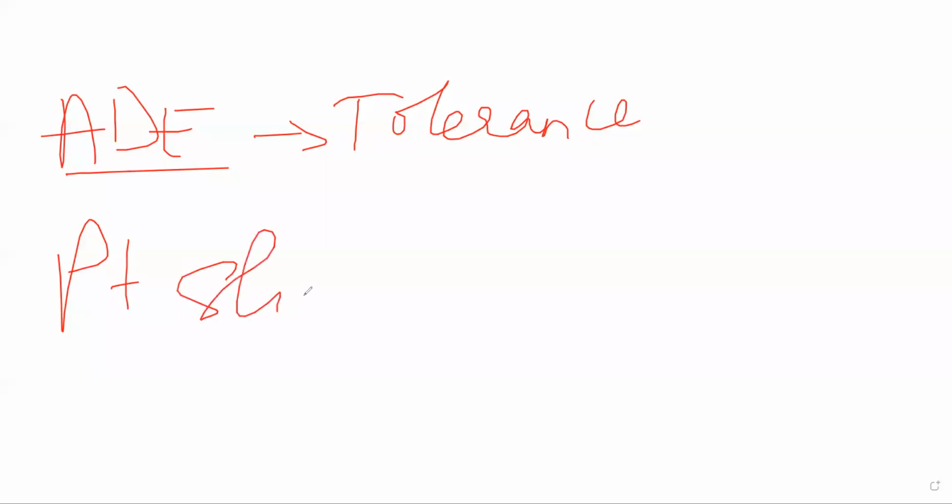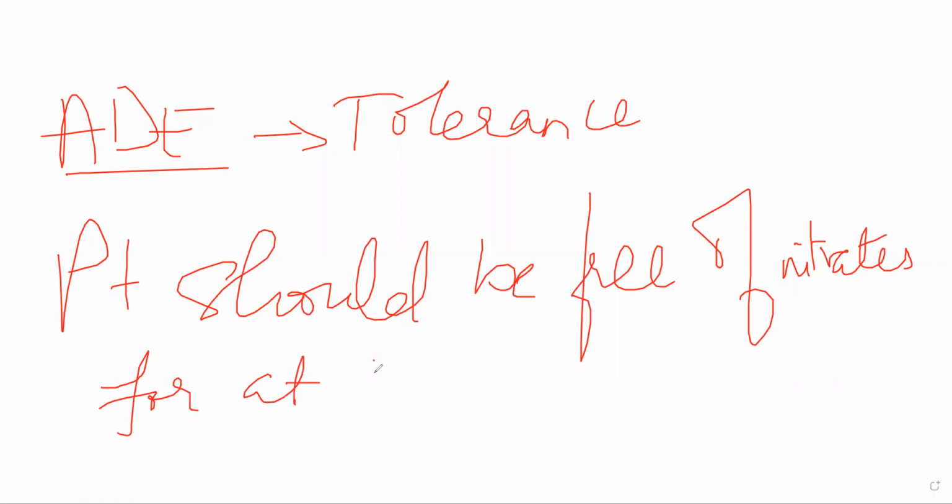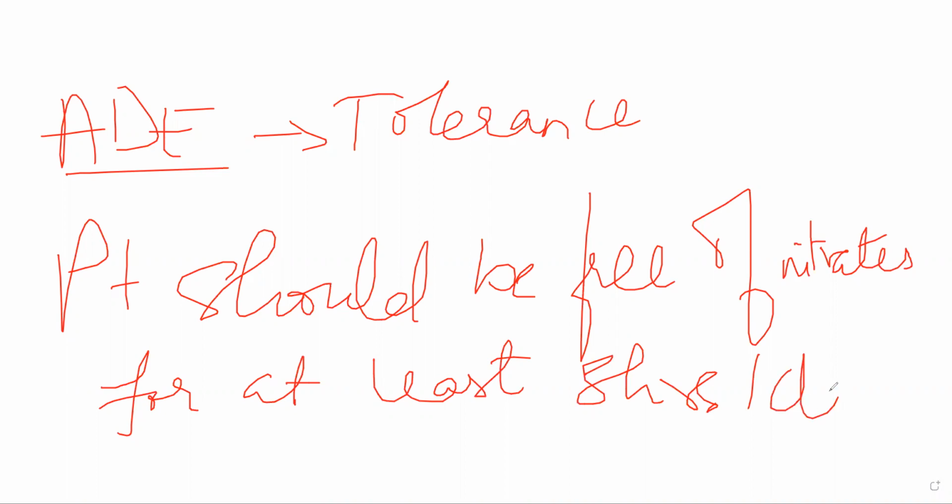Patient should be free of nitrates for at least 8 hours per day. So no matter how you give that drug, whether you give OD, BD, or TID, just make sure that they are free from the drug for at least 8 hours in a day. Okay? As long as you are maintaining that kind of a break, the patient will not develop tolerance.